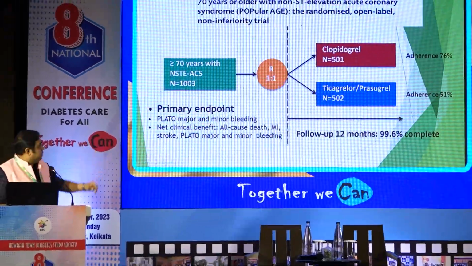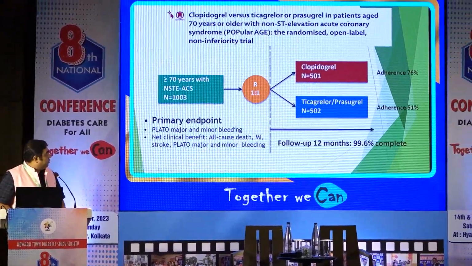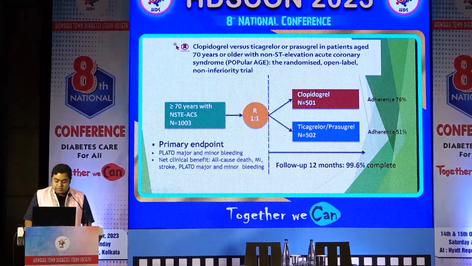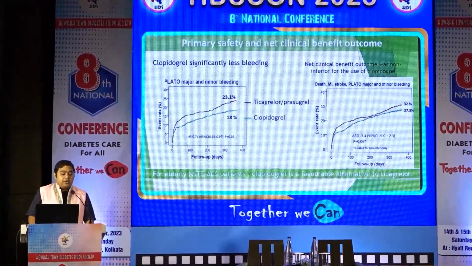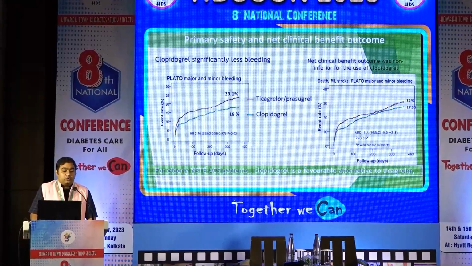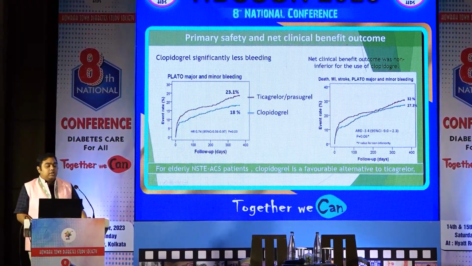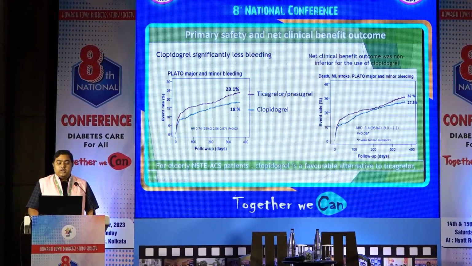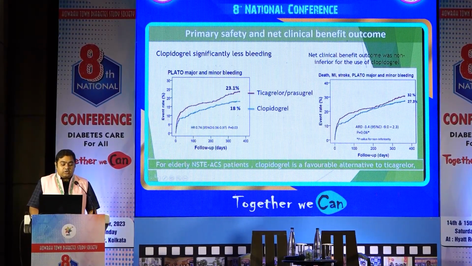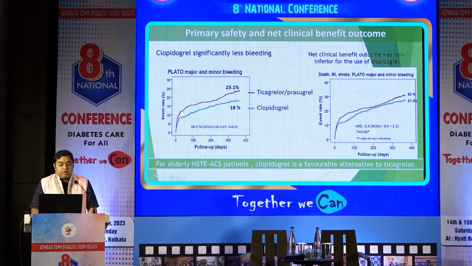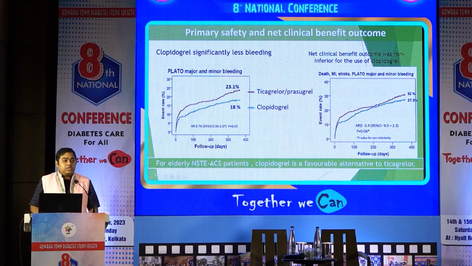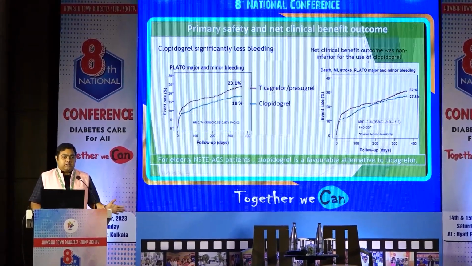So in the red line, you can see the adherence of clopidogrel is more than ticagrelor and prasugrel. And if primary safety and net clinical benefit are considered, then bleeding risk is to some extent less with clopidogrel compared with ticagrelor and prasugrel. And net clinical benefit outcome was non-inferior. So in elderly patients, more than 70 years of age, clopidogrel may be a preferred choice as per recent guidelines.